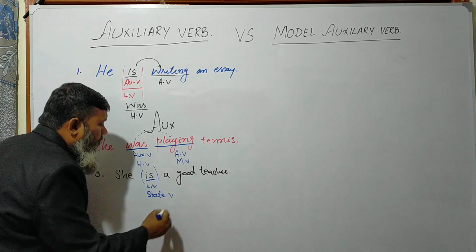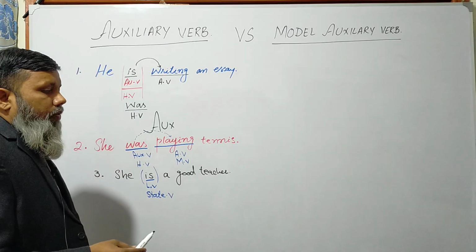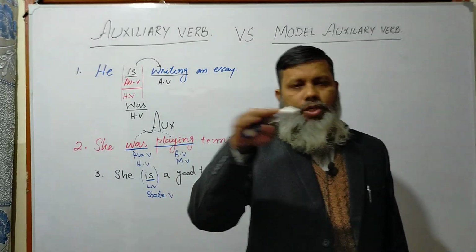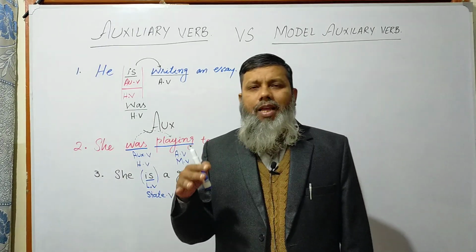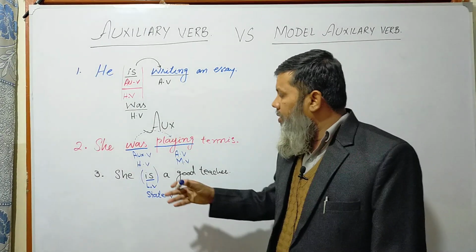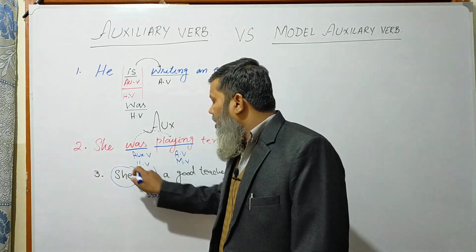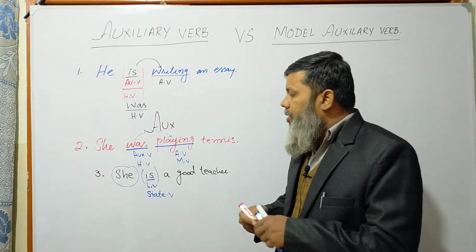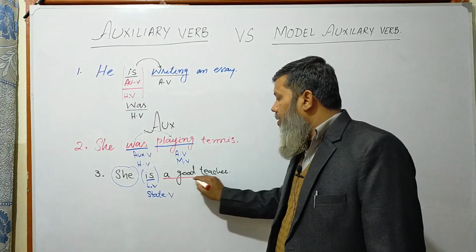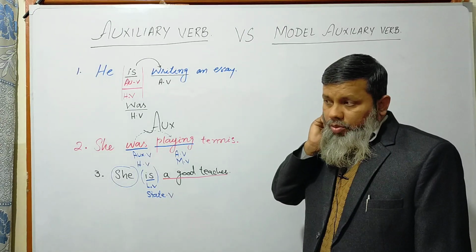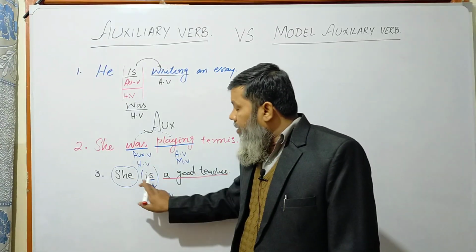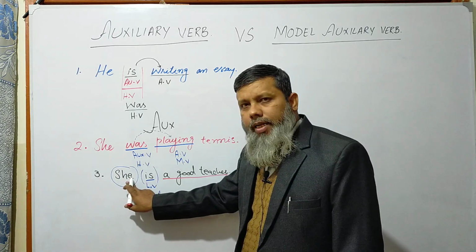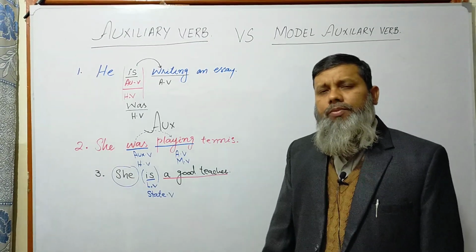A state verb means a verb which tells about some state or being, not any action. Suppose, she is a good teacher. Who is she? She is a good teacher. How is she? A good teacher. So in this manner, "is" indicates or describes the position or the status of the subject.